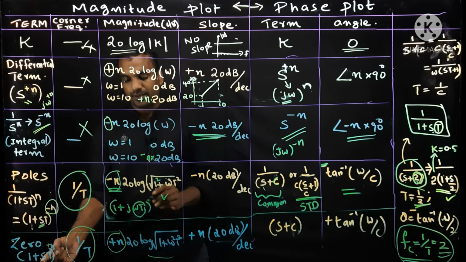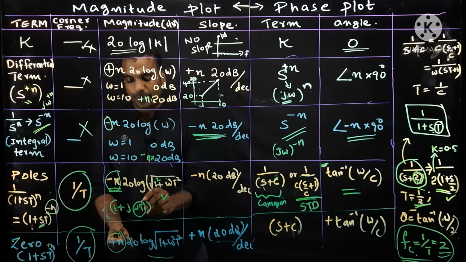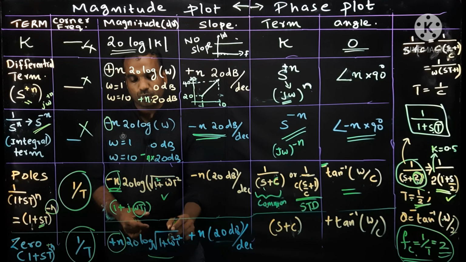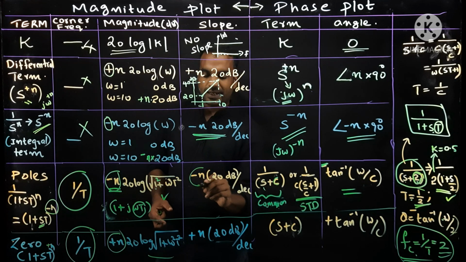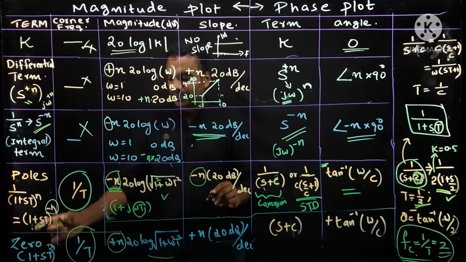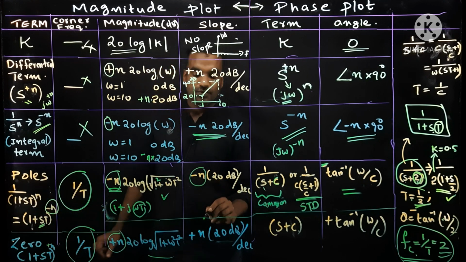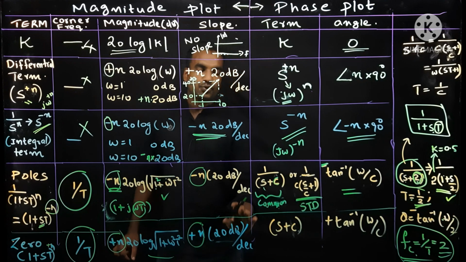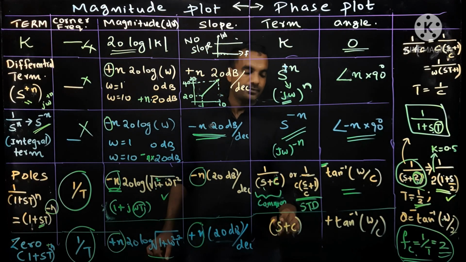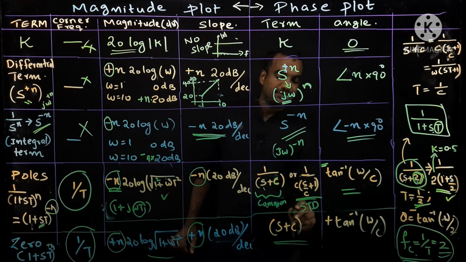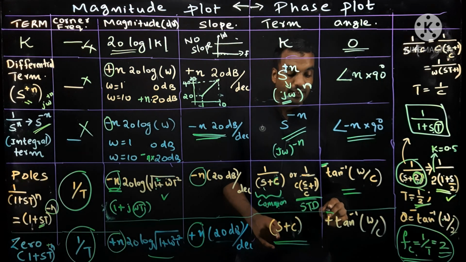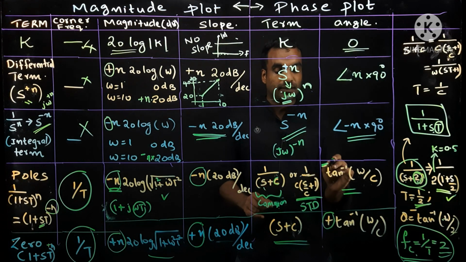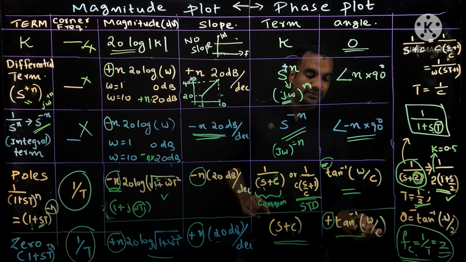Put s is equal to j omega. This will also become 1 plus j omega t. So its magnitude will be the square root of 1 plus omega square t square. And the slope, if it is minus, the term is in the denominator, but here the term is in the numerator, it is a zero. So you have to take plus n. 20 will be the slope here also, 20 dB per decade. And like here, s plus c is the term with common form in the numerator, then you have to take plus here. If it is in the denominator, you have to take minus here. Remaining things are same, tan inverse omega by c.